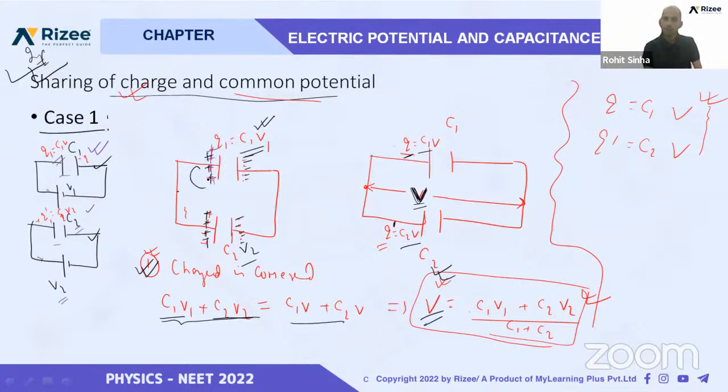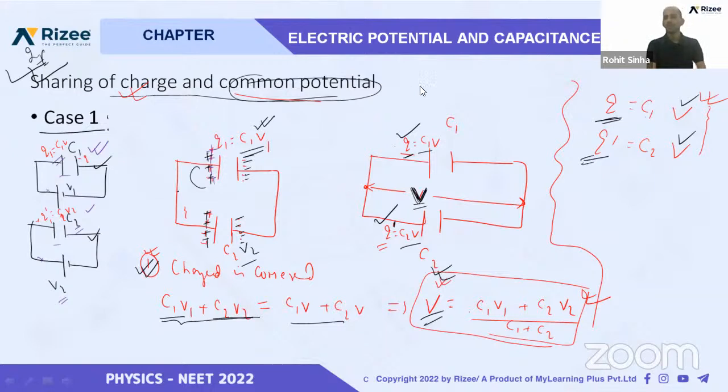If we get the common potential, we can calculate this charge Q and Q dash like this. Put V here, and we can get the charges also. Okay, now clear or not clear?